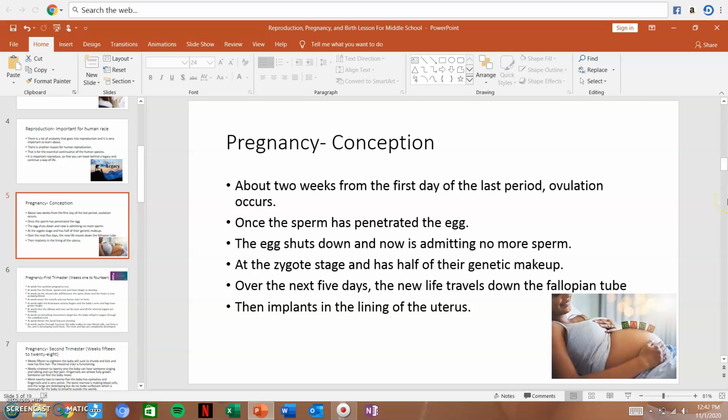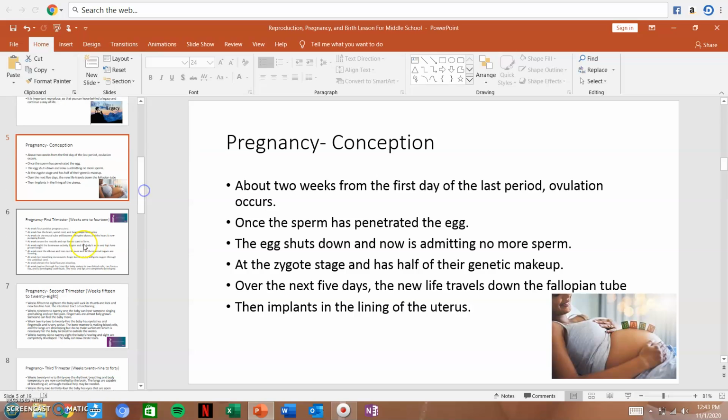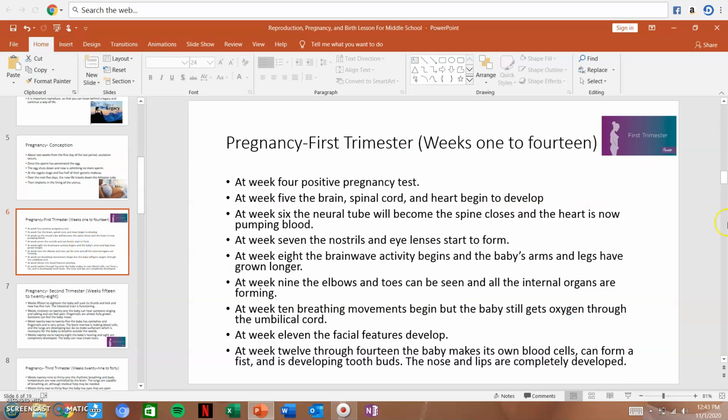Pregnancy, conception. About 2 weeks from the first day of your last period, ovulation occurs. Once the sperm has penetrated, the egg shuts down and is no longer accepting more sperm. At the zygote stage it has half of each parent's genetic makeup. Over the next 5 days, the new life travels down the fallopian tube and then implants in the lining of the uterus. So pregnancy, the first trimester is weeks 1 to 14.